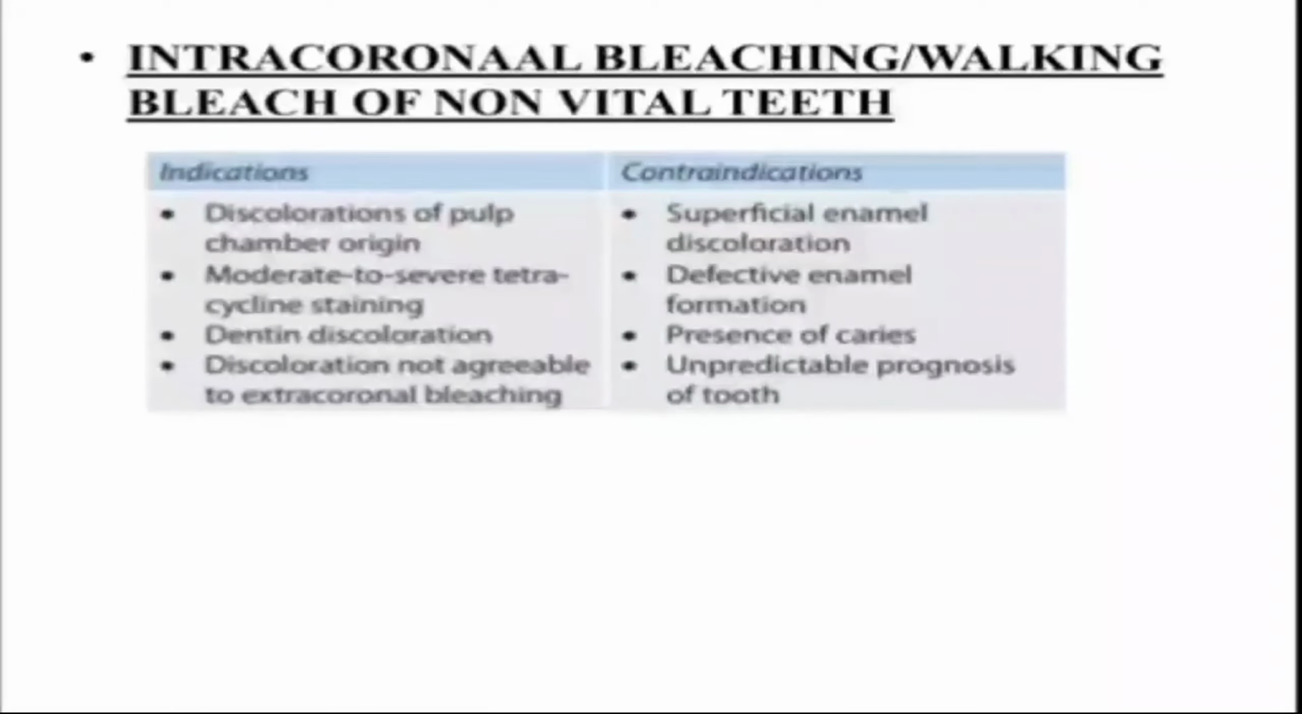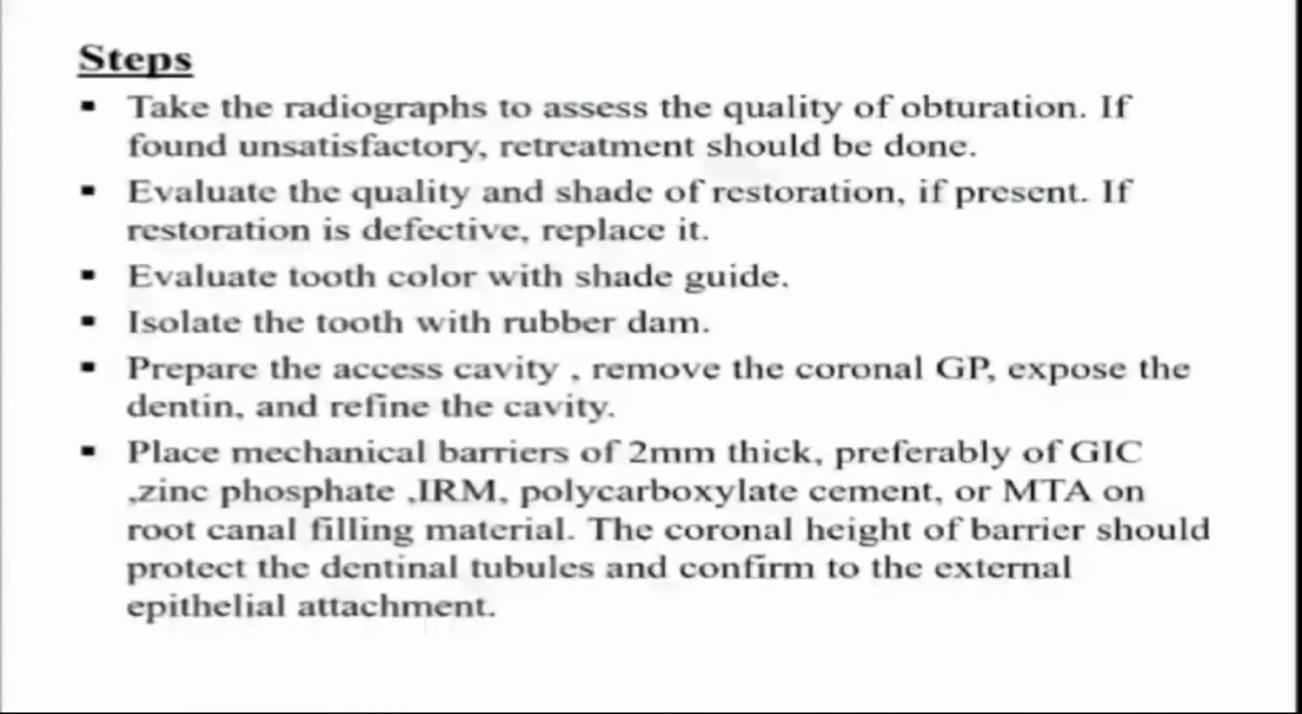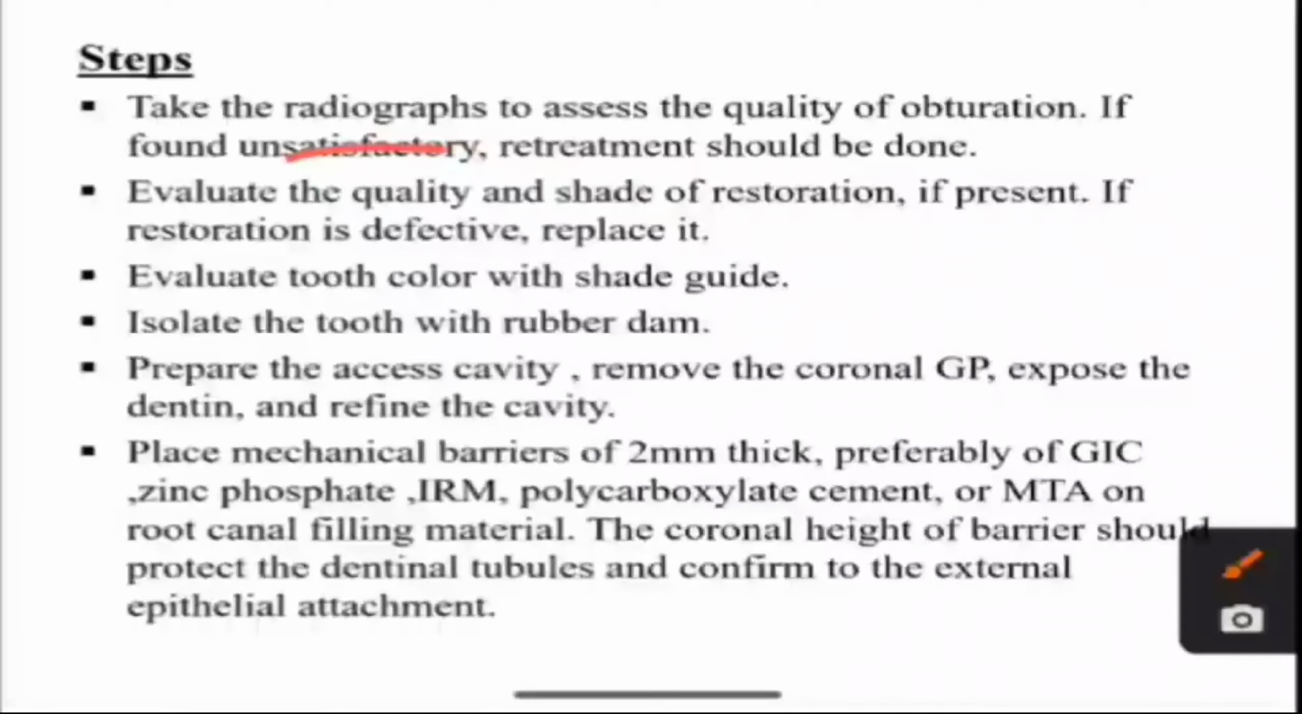Next one is intracoronal bleaching or walking bleaching for non-vital teeth. Here you can see the indications and contraindications. And the steps include, first, a radiograph is taken to evaluate the quality and shade of the restoration, and the tooth color is evaluated, and the tooth is isolated with rubber dam, and the access cavity is prepared, the GP is removed, the exposed dentine is refined and the cavity is refined.